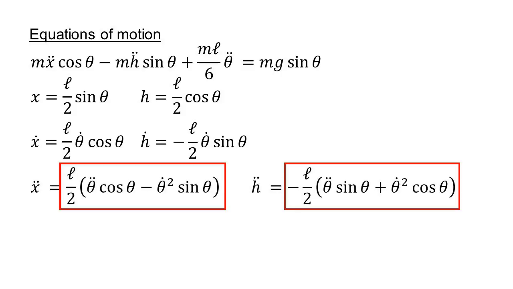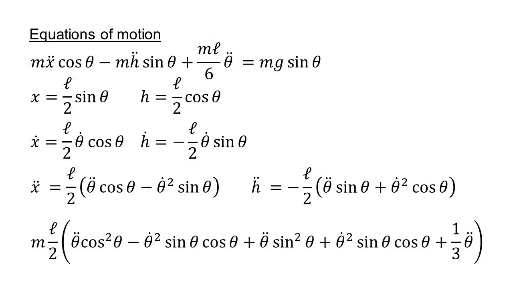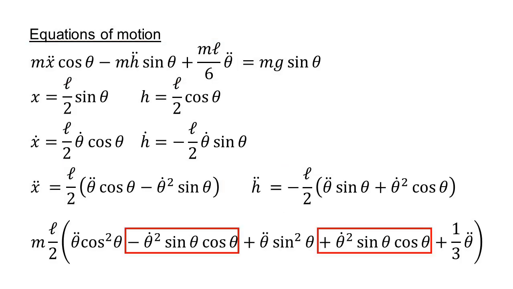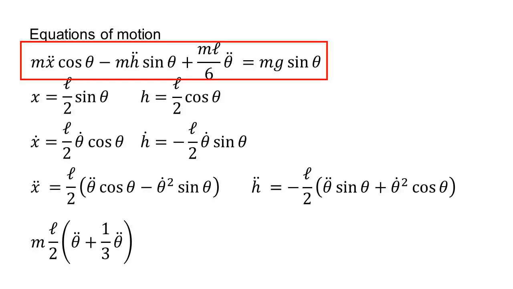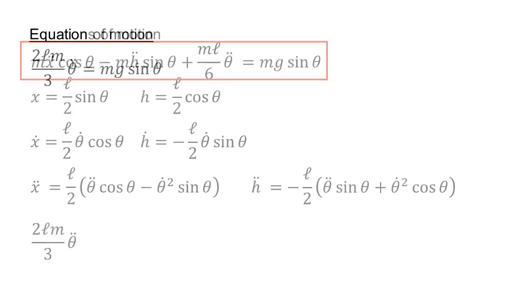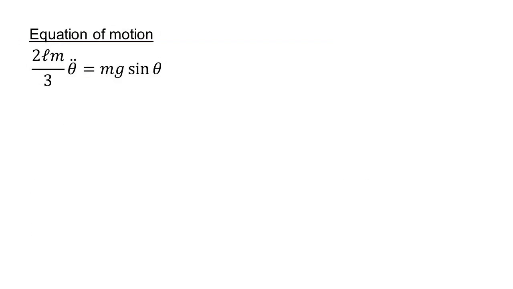Plugging these expressions back into the left-hand side of this equation, we obtain this long expression. Notice, however, that these two terms cancel, while these two terms add up to theta double dot. So the left-hand side of this equation reduces to 2/3 m L theta double dot. We can divide both sides by this factor to make the equation nicer.